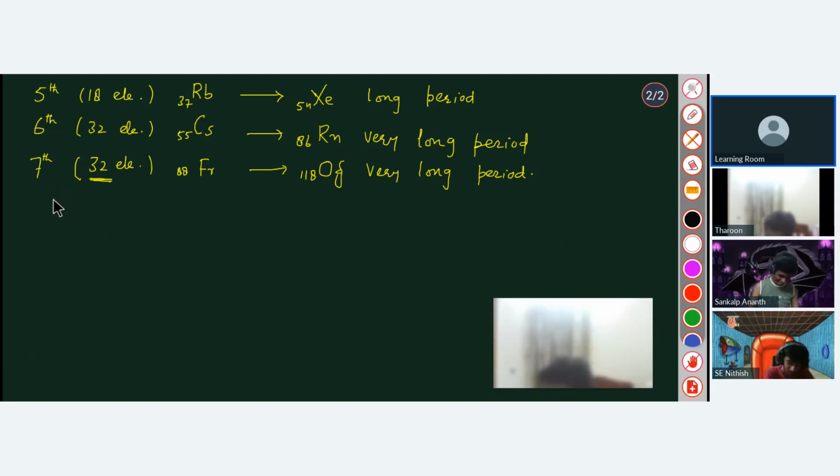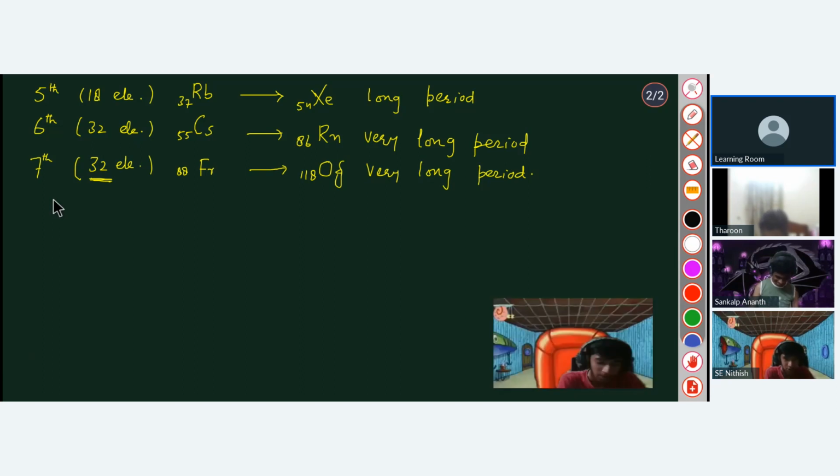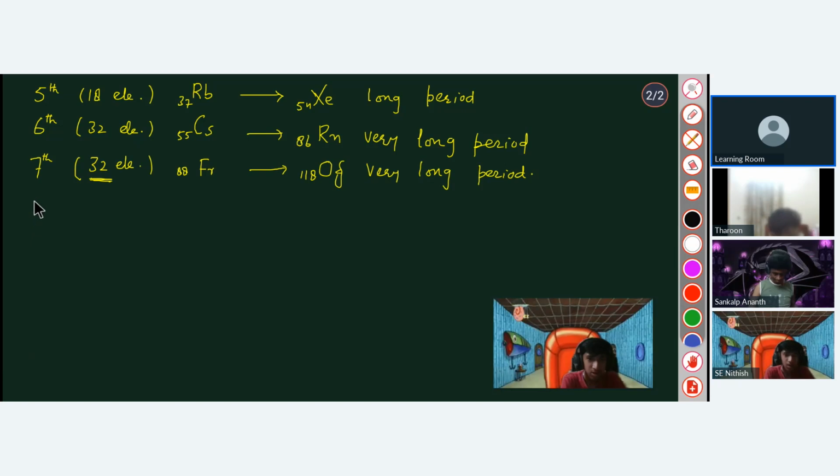Sorry. So have you noted down these periods? Yes. Then we will just have some special names for particular groups. For example, if we talk of group first, they are also known as alkali metals. Some groups have special names, and you have to remember that. So, alkali metals.